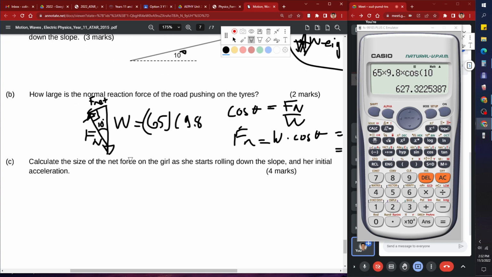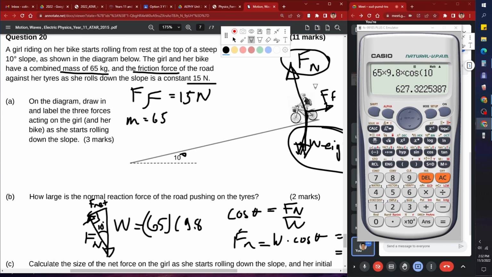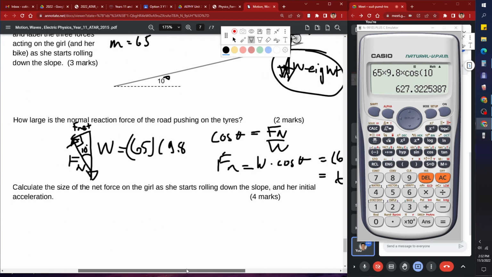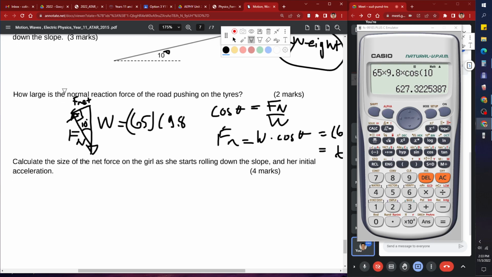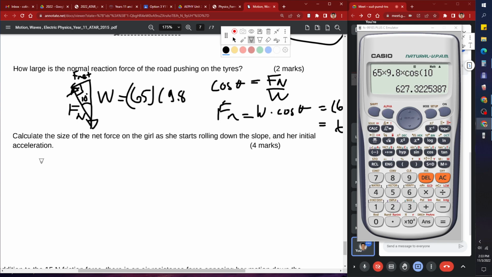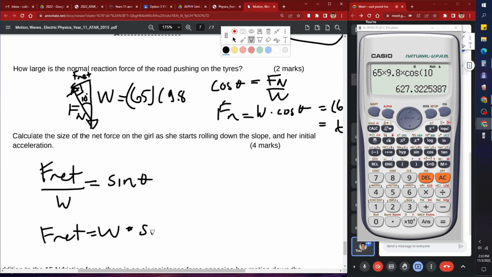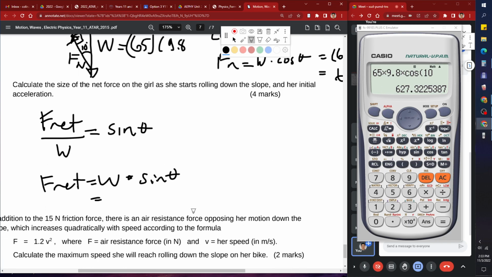Calculate the size of the net force on the girl as she starts rolling down the hill and her initial acceleration. So remember, we can only get friction force if she's moving. So just before she does that, what's her initial acceleration? That's to be the greatest then, because the net force will be greatest downwards at that point. And it's just this. We drew that vector diagram to help us. So F net over W equals the sine of the angle. I just did it backwards though. So F net equals W times sine of the angle.